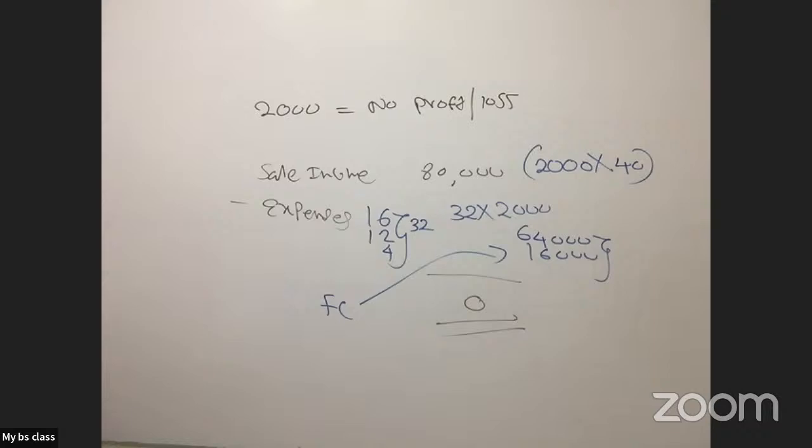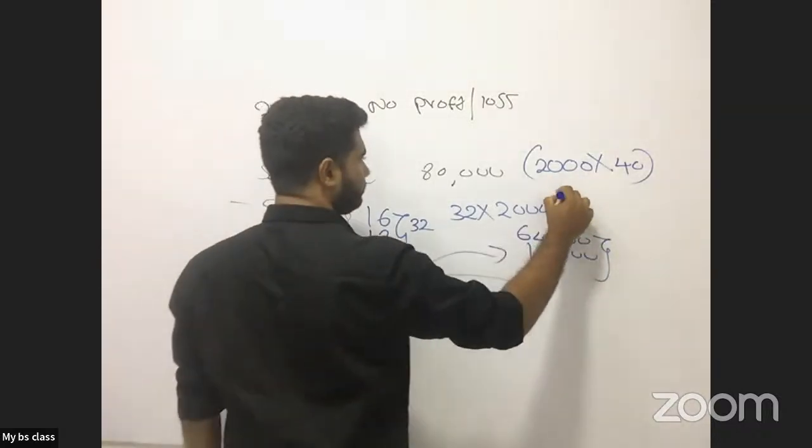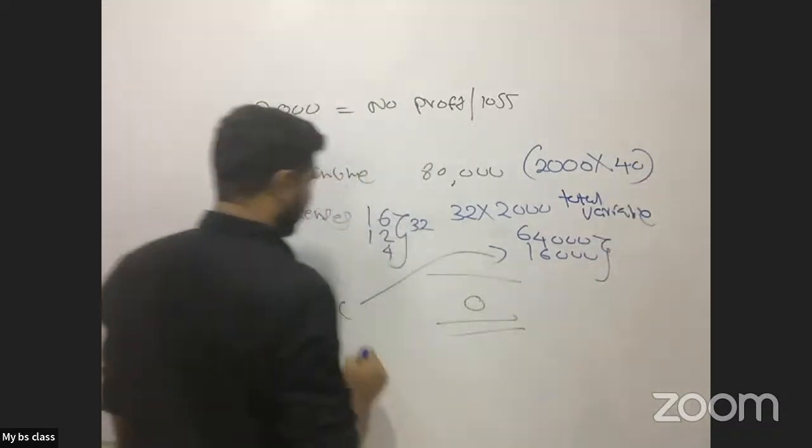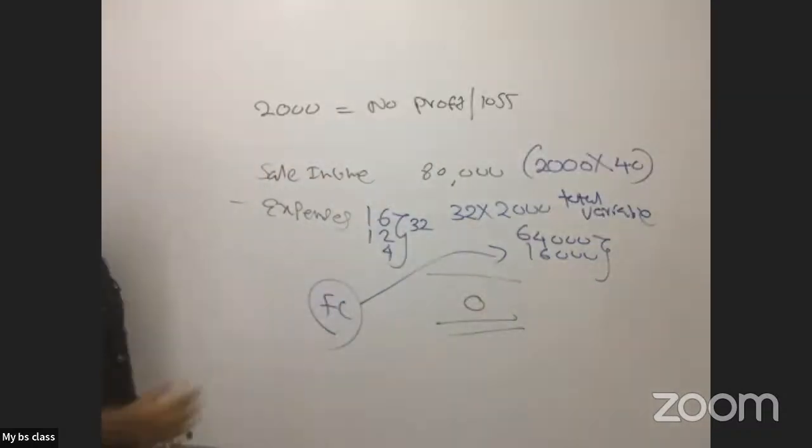Right? Guys, if you want, you can get these as well. Right? Take this down. Total variable and fixed cost.